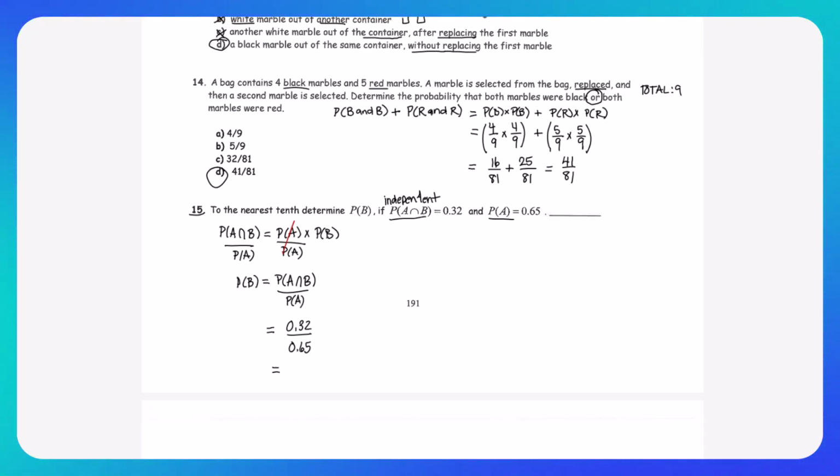So we have 0.32 over 0.65, which is 0.492307. Now, be clear, this one actually gave us some restrictions here. We have to round to the nearest tenth. That must mean we have to take that 9 and look at the 4, which means this is approximately equal to 0.35. Well, that's the end of this lesson.